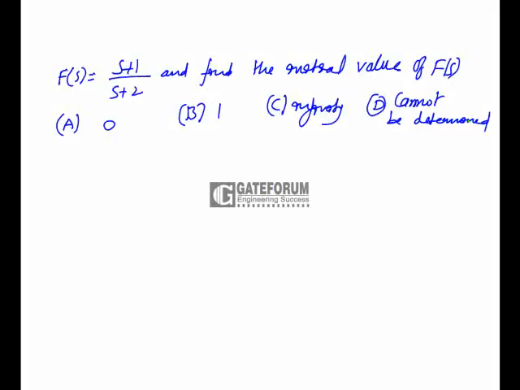F of s is equal to s plus 1 by s plus 2. We have to find the initial value of f of t. Okay, now what is f of s here? I can write this as s plus 2 minus 1 by s plus 2. So this is equal to 1 minus 1 by s plus 2.